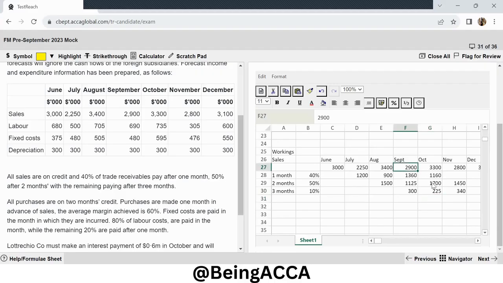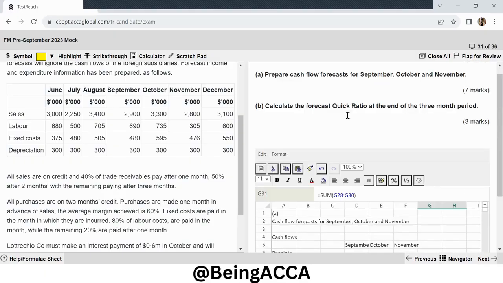Now let's go for October. So for October, again, the 1 month payment will be 40%. After 2 months, we'll be getting in the month of December, so we don't really need to find that out. So we can total the receipts for the specific months that we need the figures for. So it will be nothing but the sum of these three figures. So this will be 2785, and I can just copy paste the formula over here as well. And this will be 3085 and 3110.